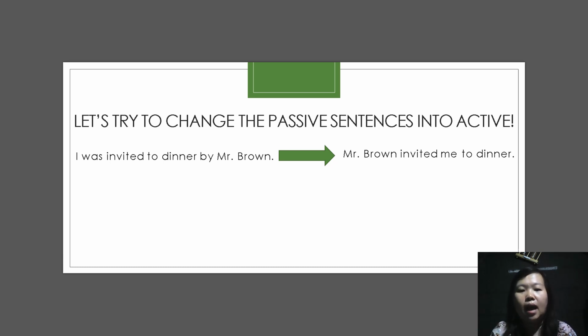And then the subject I in passive, if you change it into active, becomes the object. So I is changed into me. And then to dinner. So the sentence becomes Mr. Brown invited me to dinner.